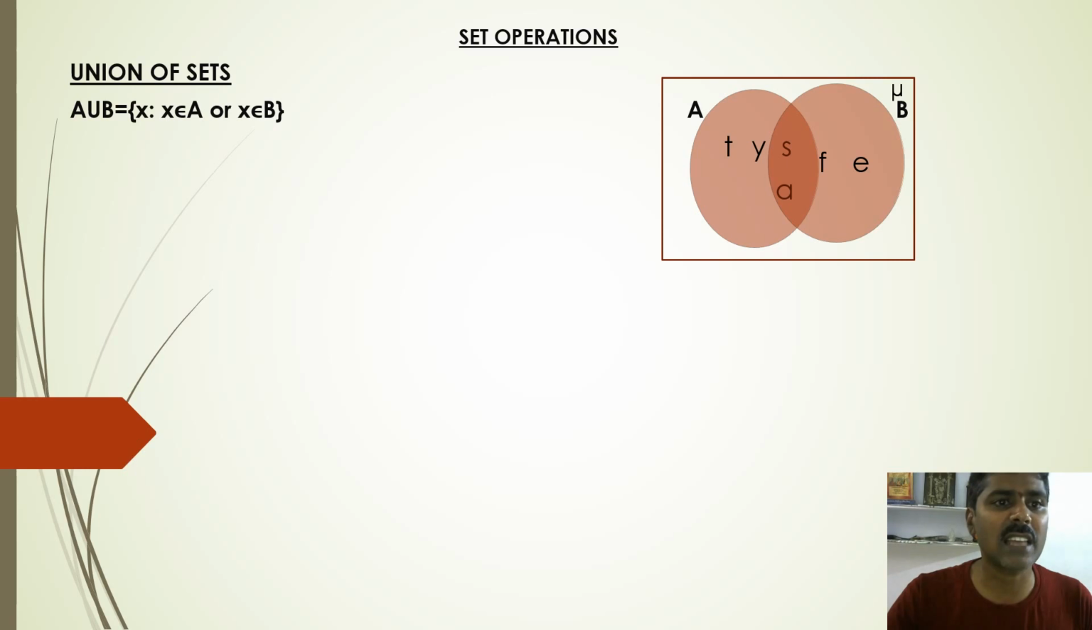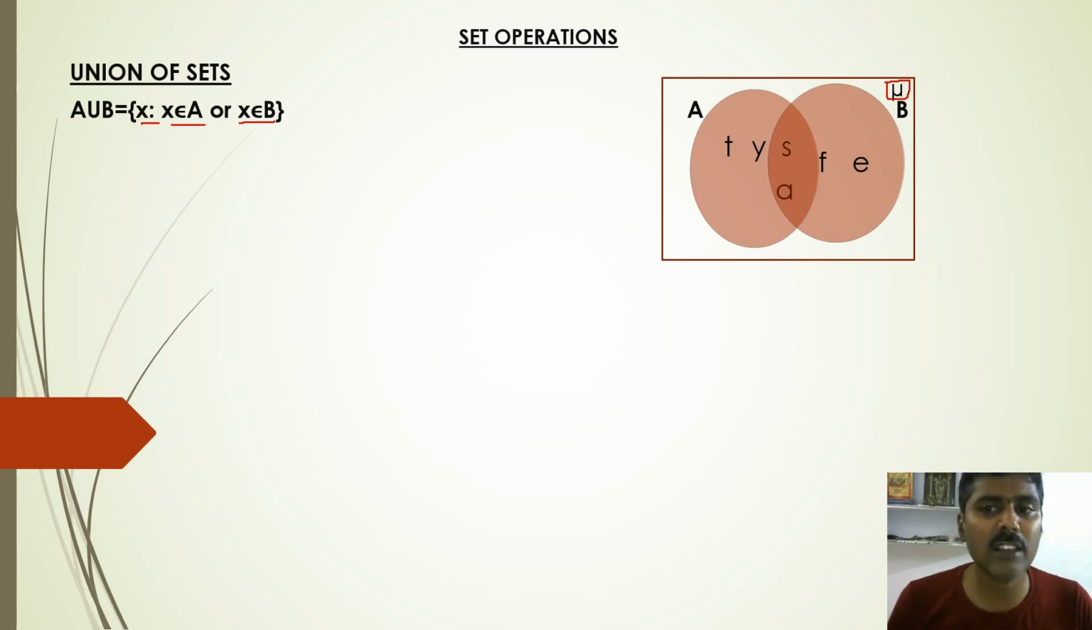The first one is A union B. In set builder form, we can write this as x such that x belongs to A or x belongs to B. For this, I have used the Venn diagram. In this Venn diagram, first you have to take the rectangular box. The rectangular box is represented by mu. Mu means universal set. In the last video, I gave you some examples of universal sets.